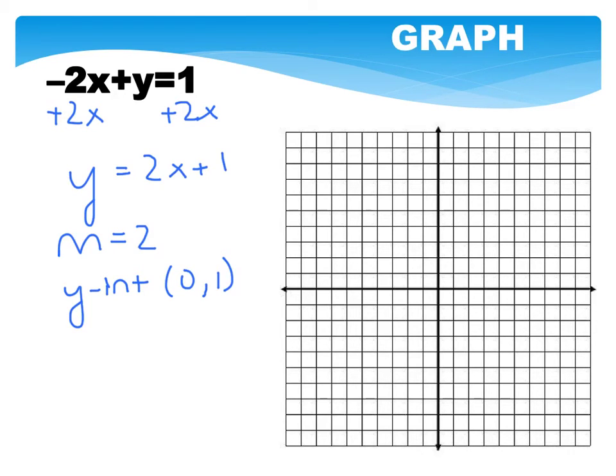So plotting my y-intercept, (0, 1), and using my slope of 2 to get to another point on my line. Whenever I have 2, I know that's 2 over 1. I'm going to rise 2 and run 1, rise 2 and run 1, rise 2 and run 1. I'm going to keep repeating this until I have enough points on my line to see the shape of the graph.